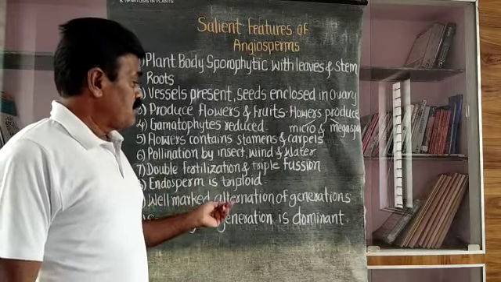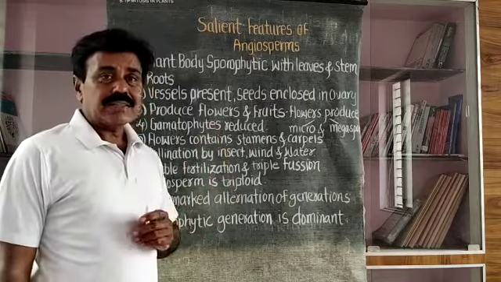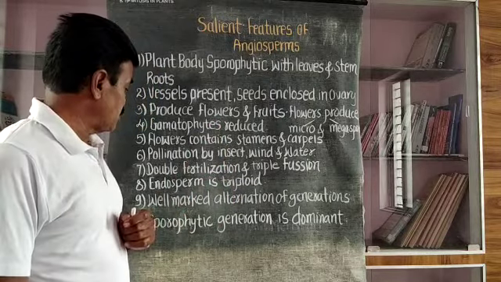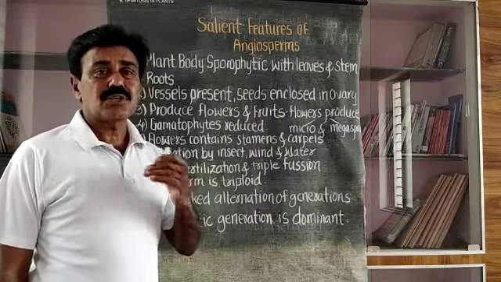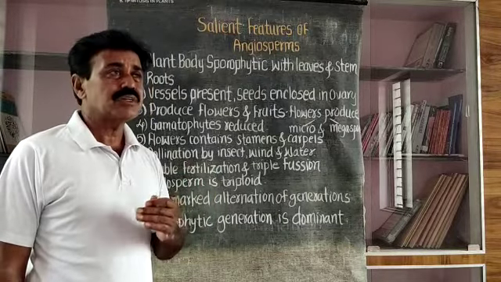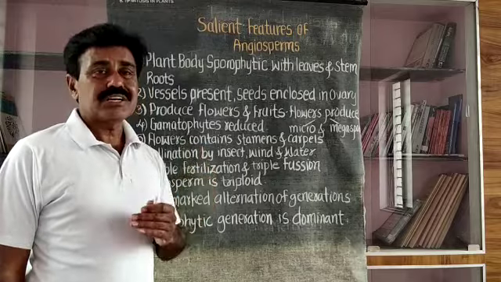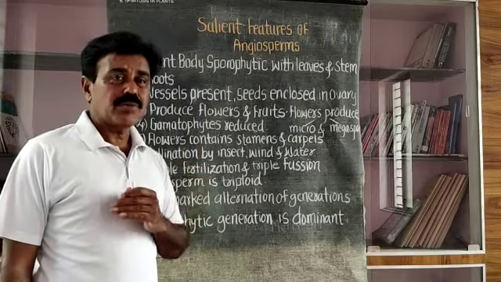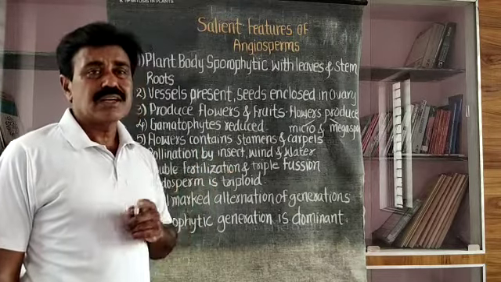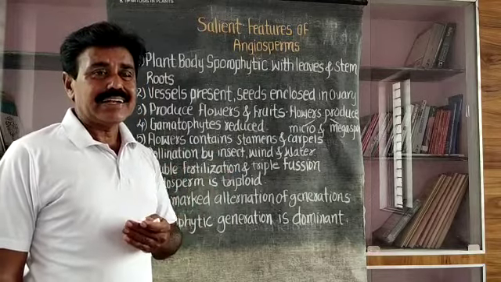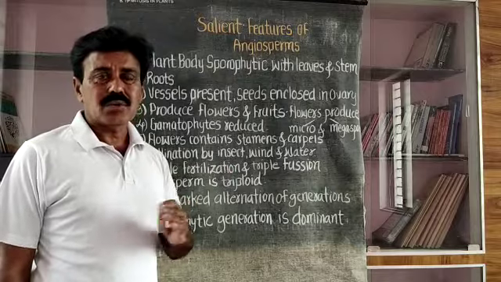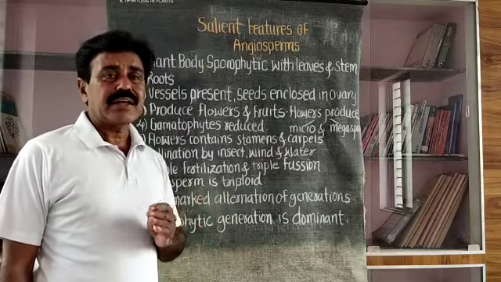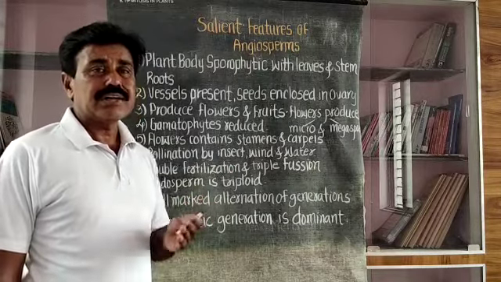Then, angiosperm plants have a well-marked alternation of generation. That means there are two generations. The dominant generation is the sporophytic generation, and the reduced or dependent generation is the gametophytic generation. These two generations come alternately, hence it is called alternation of generation. They are totally different from each other, and hence it is called well-marked alternation of generation.